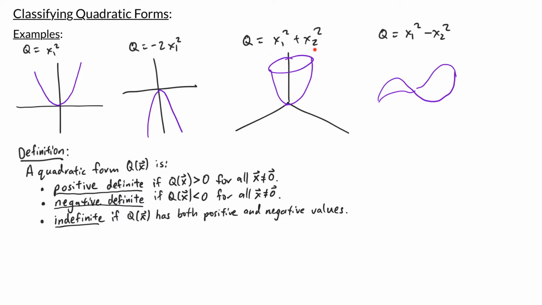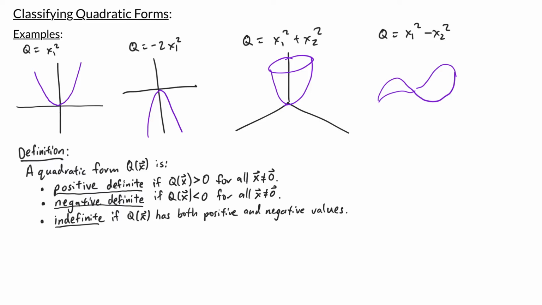Our paraboloid here, q equals x1 squared plus x2 squared, is also positive definite because our paraboloid is above the xy plane. We say that a quadratic form q of x is negative definite if q of x is less than 0 for all x's that's not the 0 vector. So for example, q equals negative 2x1 squared is negative definite because our parabola here lies below the x-axis whenever your input is not 0.